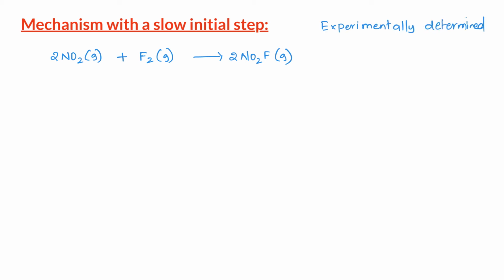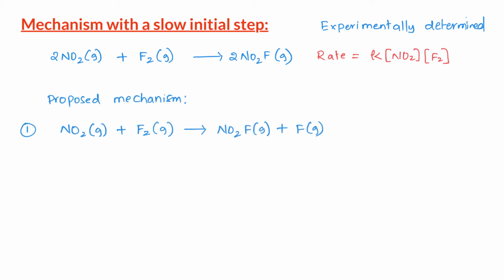This is an example of a mechanism with a slow initial step. The overall reaction is 2 moles of nitrogen dioxide reacting with fluorine gas to form 2 moles of NO2F. The experimentally determined rate law is rate equals k times the concentration of NO2 times the concentration of F2. The proposed mechanism for this overall reaction is the following.